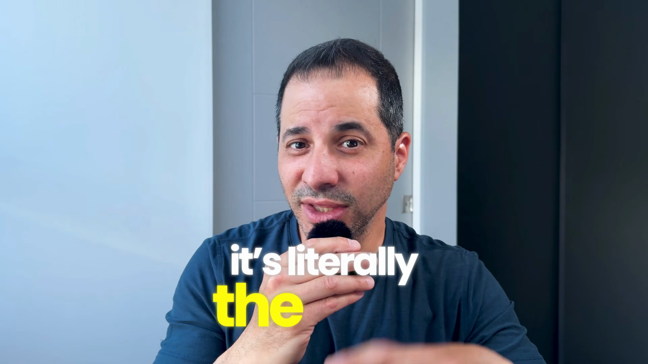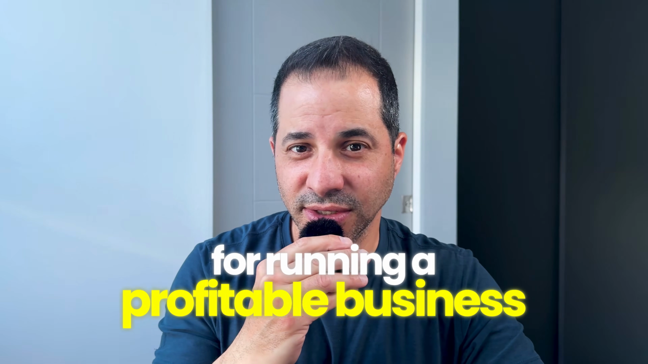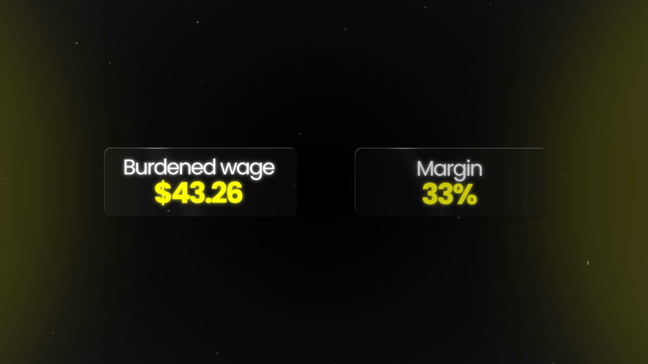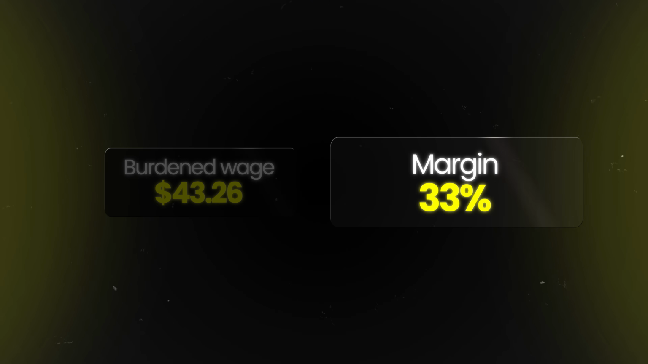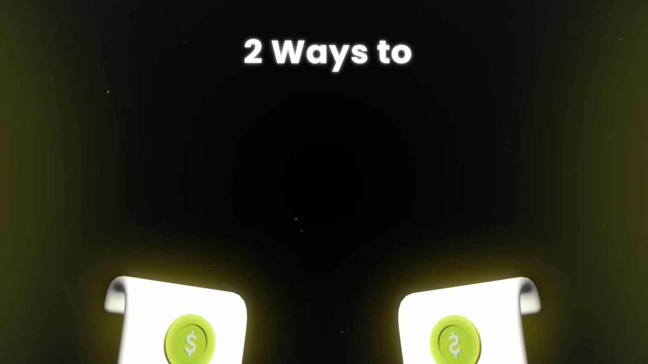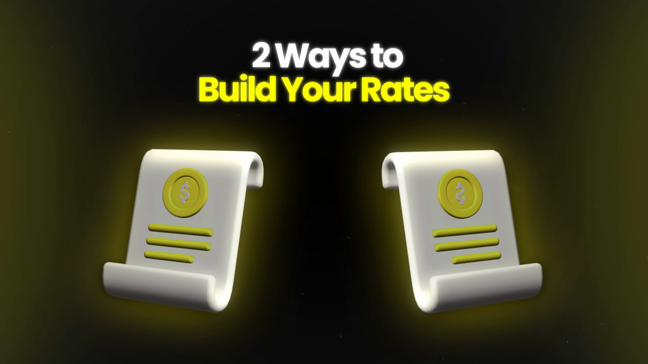So don't think of the 33% margin as padding. It's literally the floor for running a profitable business. Now you've got both of the numbers, the actual burdened wage at $43.26 and the 33% margin. Now the only question left is, how do you actually build your rates? And there are two ways to do it. One of them quietly leaves money on the table.